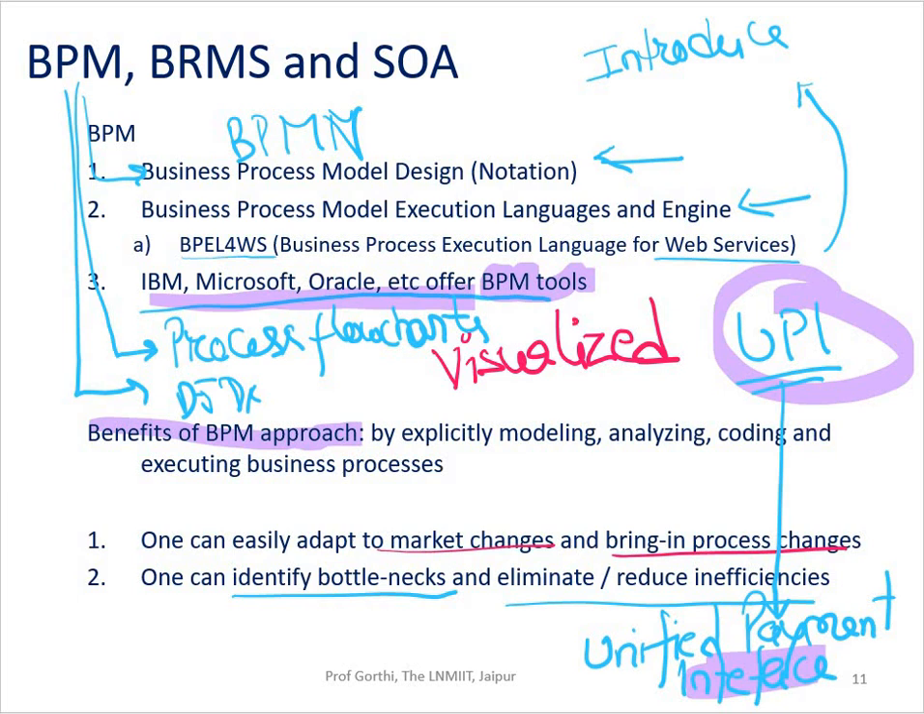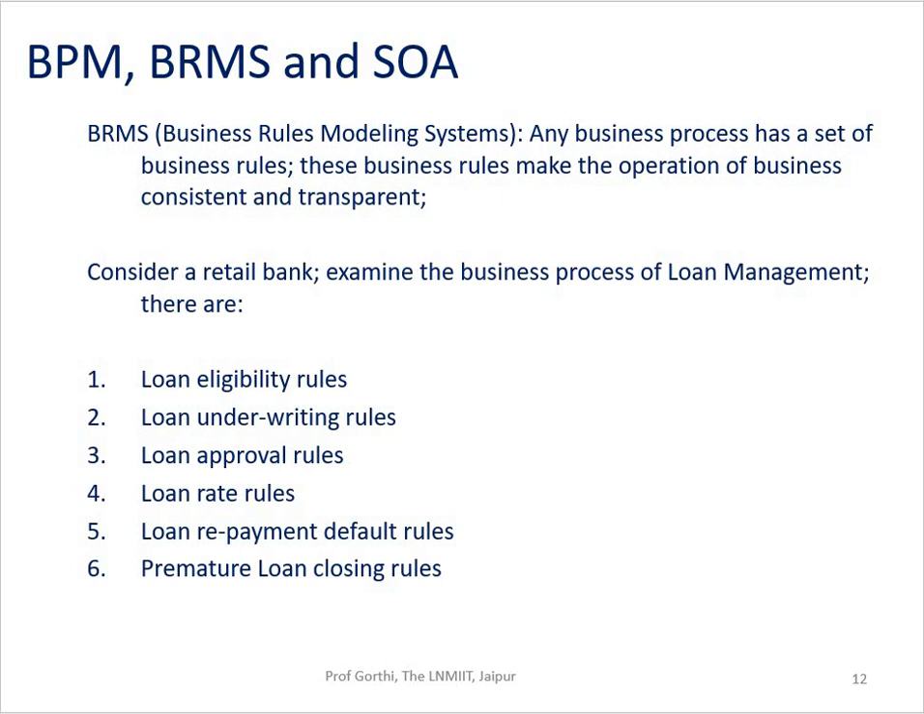Now the question arises on how to do business process modeling. So it basically involves 3 simple steps, but before that let's look into the advantages and then we'll go ahead with that. Now this business rule modeling system is something like, any business process has a set of business rules, and these business rules make the operation of business consistent and transparent. Right, so let's consider a retail bank example.